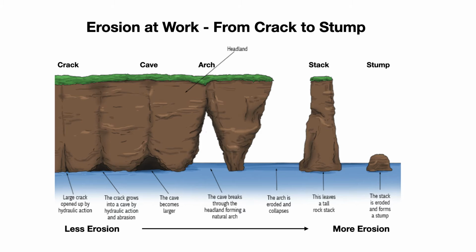Here we see the progression from a crack in the sea cliff on the far left to a stump on the far right as a result of hydraulic action, abrasion, and erosion. The crack grows, eventually becoming a cave, and later becomes an arch. The arch invariably collapses into a stack, which erodes into a stump. If you see taller stacks on the shoreline, they may have been arches not so long ago.